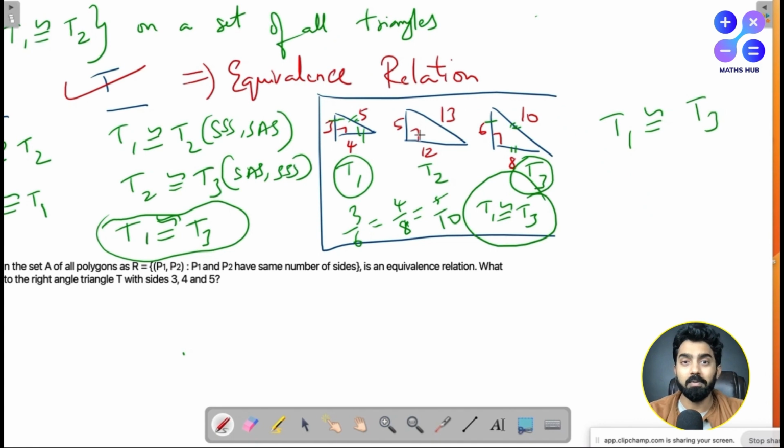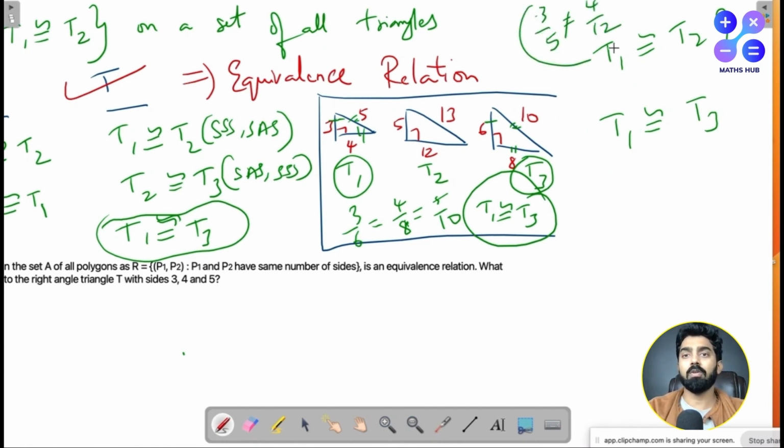But are T1 and T2 similar to each other? Very simply, they are not, because 4 into 3 is 12, but is 3 into 3 equal to 5? No, obviously not. So 3 by 5 is not equal to 4 by 12. Since the sides are not proportional, this triangle is not similar to T1. And if T2 is not similar to T1, it's not similar to T3 as well. Only T1 is similar to T3. And that's what we have.